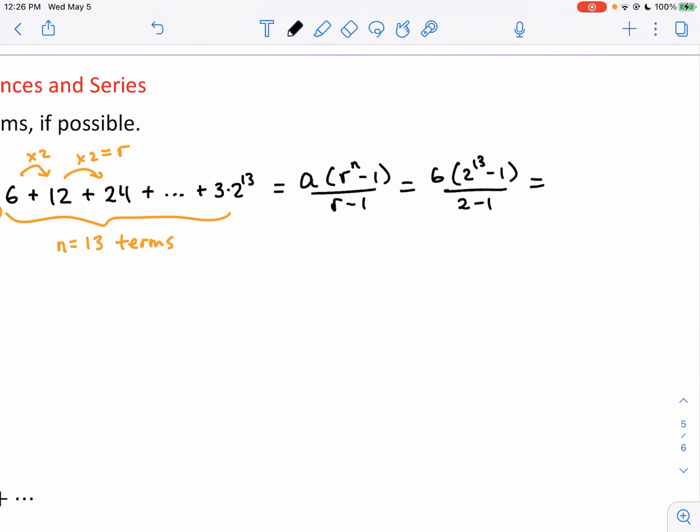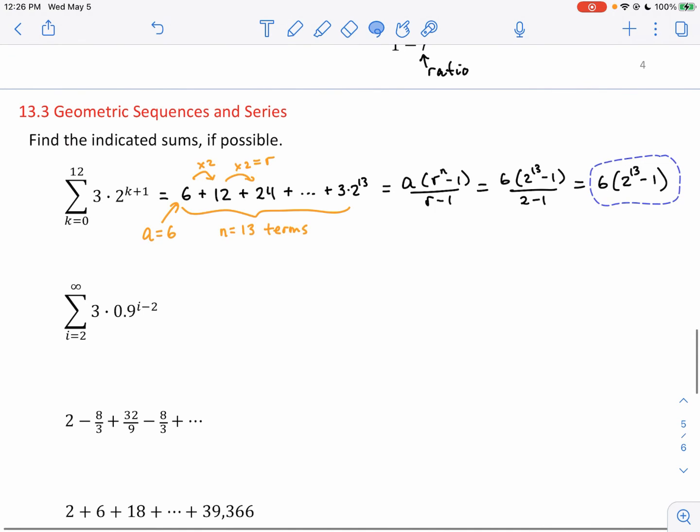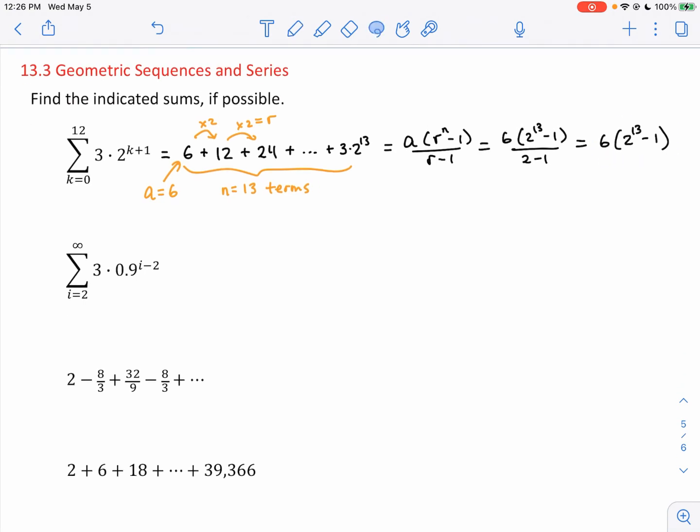And I'm not going to reach for the calculator, but I will do some of the simplification. 2 minus 1 is 1, and 6 divided by 1 is just 6. So that denominator we don't need to write, and we could just stop here as an answer. So here's the sum of the first 13 terms of this geometric series. Next one. Sorry, I said this is a geometric series. This is what's called a geometric partial sum. It's a sum of 13 of the terms of a geometric sequence.